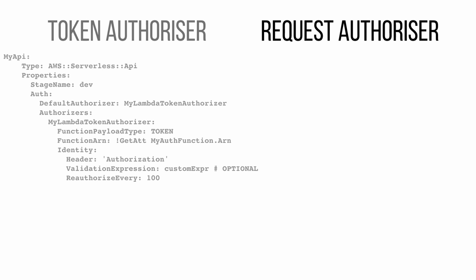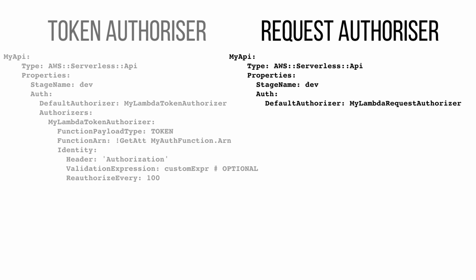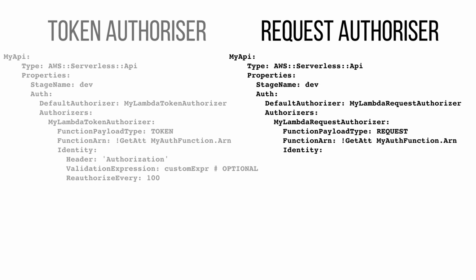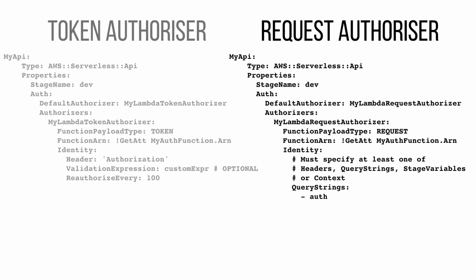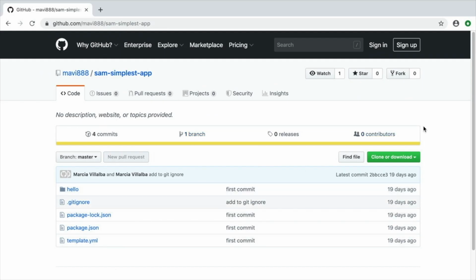And now we are going to see the request authorizer. The first lines are the same, where we have the type of the API, the properties, the stage name, until we start defining the authorizer. We have, in this case, my Lambda request authorizer, and we define it there. The payload type is request. The function ARN is my function ARN. And then in the identity, you must specify at least one of headers, query strings, stage variables, or context. If you put a query string, you need to put what the parameter is, in this case, auth. And if you have a header, you need to put the name of the header, in this case, approval. And then ReauthorizeEvery 100 milliseconds. This is the caching. So now let's go to the code and build this.